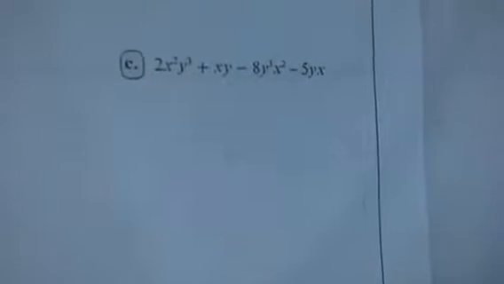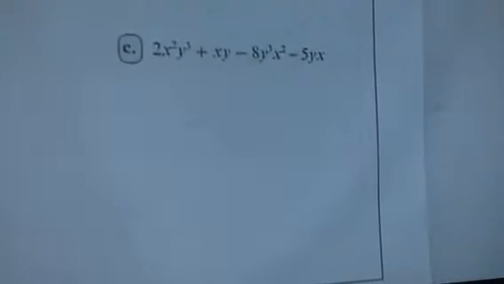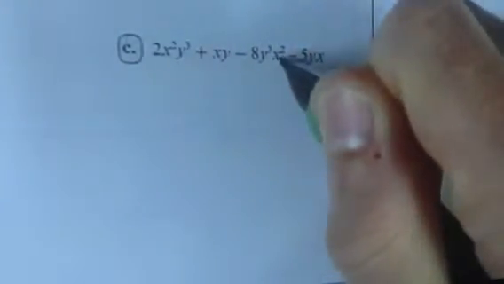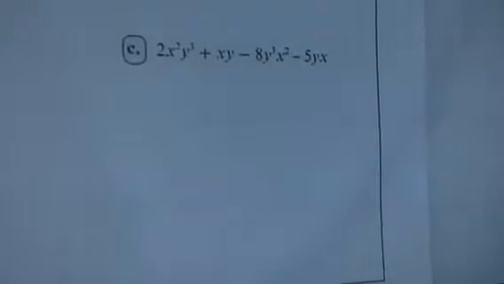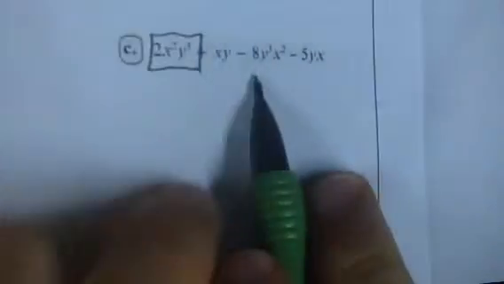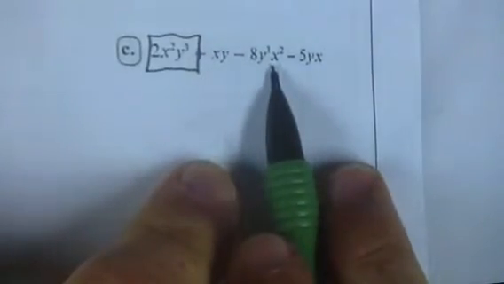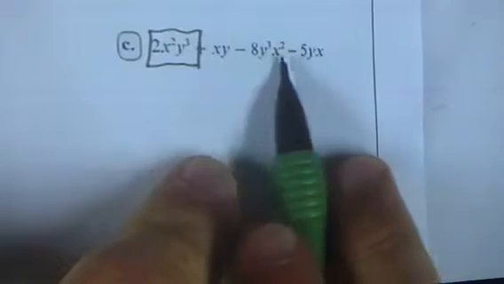Here. 2x squared y cubed plus xy minus 8y cubed x squared minus 5yx. I have to figure out if these are like terms or not. Okay? 2x squared y cubed. I have an x squared and a y cubed. Here I have a y cubed and an x squared. Okay? A y cubed and an x squared.